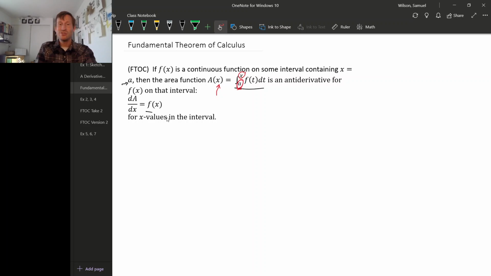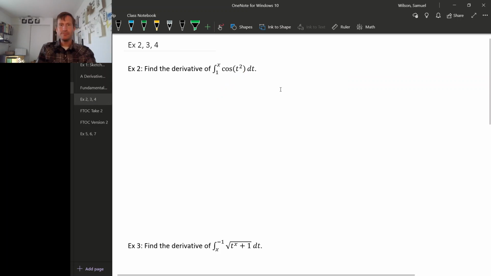So if you want to use this theorem, the top bound has to be x. And then inside is no x's, right? Just your dummy variable, whatever it happens to be, t in this case. All right, with that in mind, let's look at some examples.